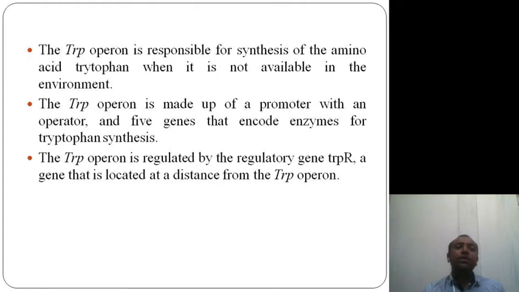So the TRP operon, or tryptophan operon, is responsible for the synthesis of the amino acid tryptophan when it is not available in the environment. Please keep that in mind. This is functional when in the environment your tryptophan is not available. So when tryptophan is not available, only then will the TRP operon be switched on. The TRP operon is made up of a promoter with an operator and 5 structural genes that encode enzymes for tryptophan synthesis. Now the tryptophan operon is regulated by the regulatory gene TRPR, which is located at a distance from the TRP operon. Please keep that in mind, the regulatory gene is constitutively expressed, or expressed most of the time.